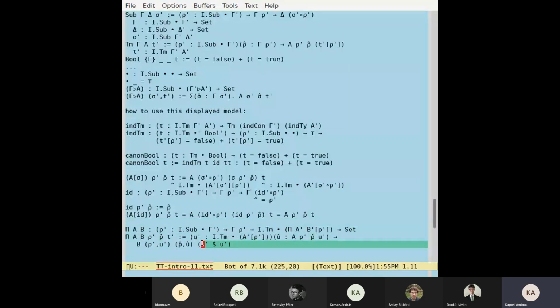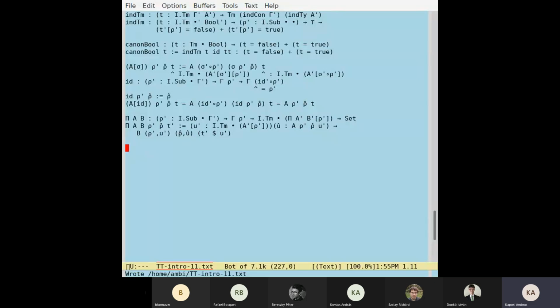Okay, and now you can finish it. So what is left? The operations lambda and application, and then okay, we haven't defined substitution for terms. The application, true, false, and if then else. Let's just quickly, these are not very interesting.